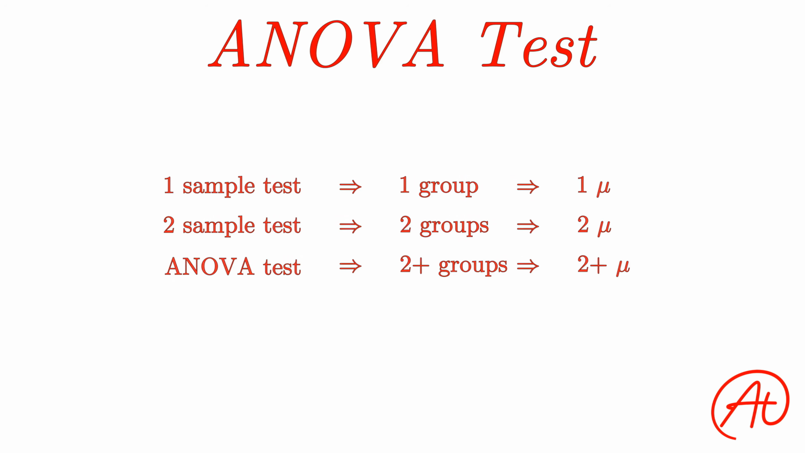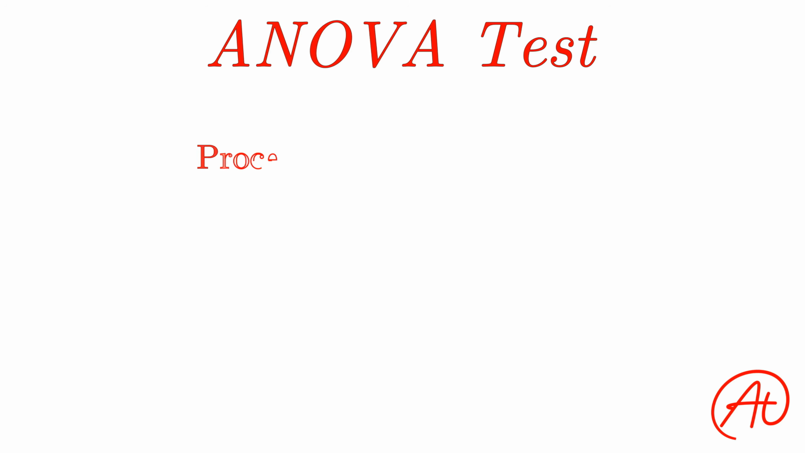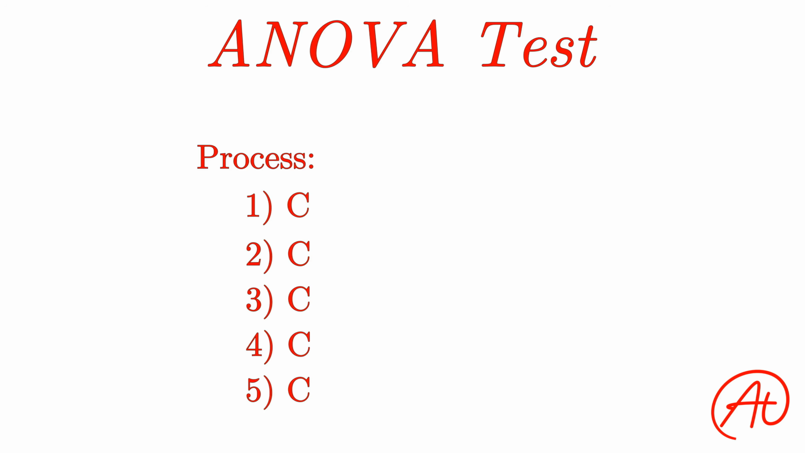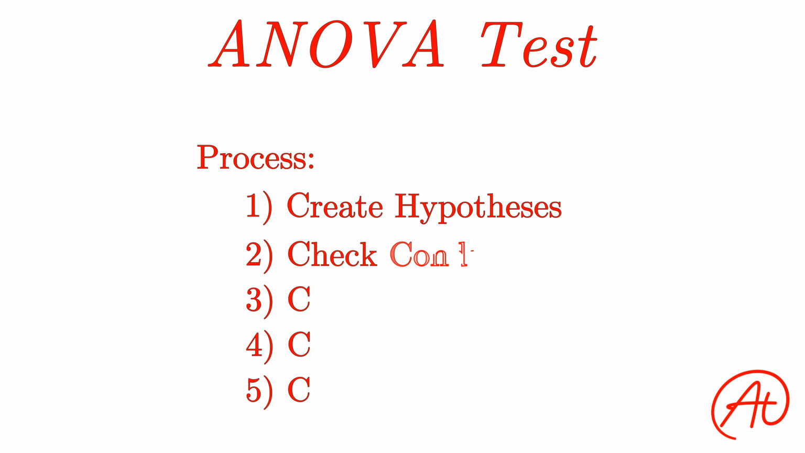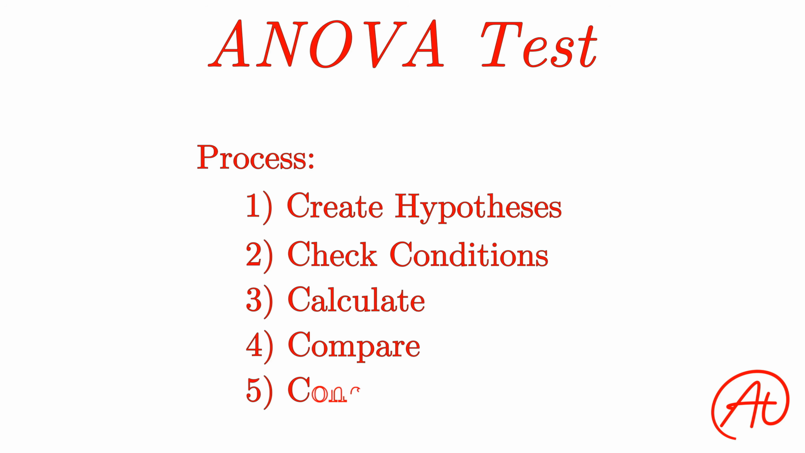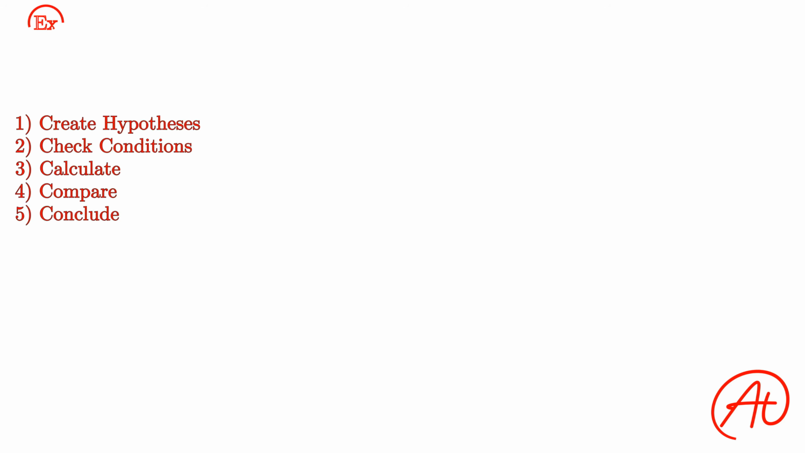Now to solve these types of problems, we're going to use the same process we follow for all hypothesis test problems, the 5 C's, which we first discussed in my video covering the idea of hypothesis testing in general. We are first going to create our hypotheses for a particular problem, then we will check certain necessary conditions are true in order to use this ANOVA test method. Next, we will calculate our test statistic and p-value, compare these to our critical value and alpha value, and finally conclude based on our findings. Alright, let's dive into each of these steps with our first example.